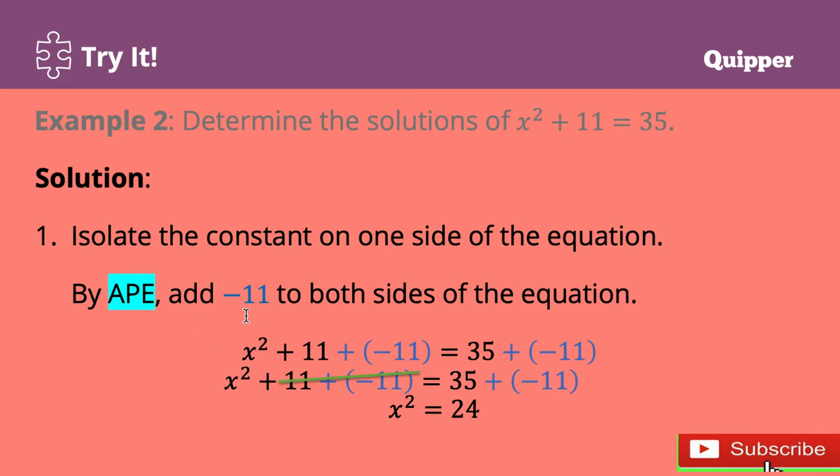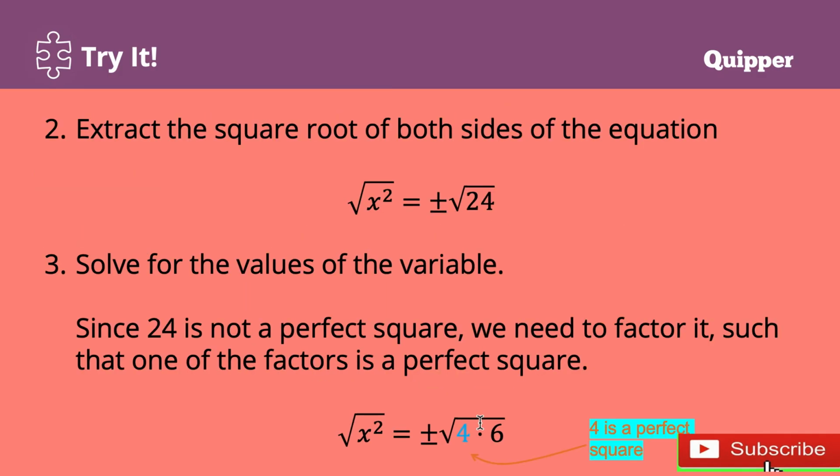Adding negative 11 to both sides, we have this. Then x squared plus 11 plus negative 11 is equal to 35 plus negative 11. This 11 plus negative 11 is just 0, so we can cancel it out. And the remaining is x squared is equal to 35 plus negative 11, which is 24. Next is to extract the square root of both sides of the equation.